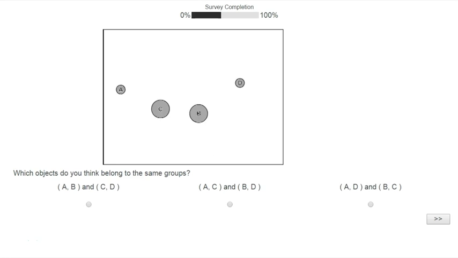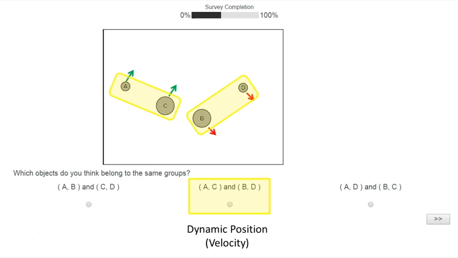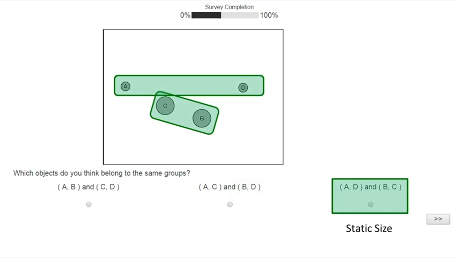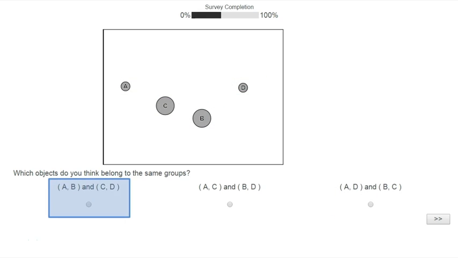Here's a trial featuring dynamic position versus static size. The same velocities, represented by the green and red arrows respectively, may lead the participant to see the groupings A, C, and B, D, or the participant might instead perceive the groupings A, D, and B, C if common size has a stronger grouping power. If the participant chooses the groupings A, B, and C, D, it means they may not have perceived any relations based on the tested visual variables.